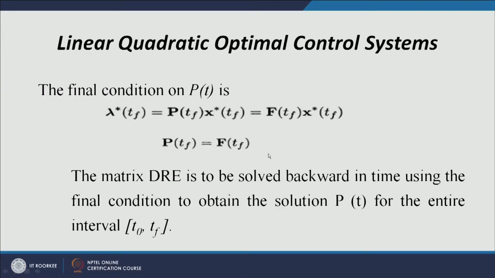using my terminal condition, which is lambda(tf) as P(tf) x(tf) equal to F(tf) x(tf). This means P(tf) is F(tf). So, this is the matrix differential Riccati equation. This has to be solved backward in time, using the final condition, to obtain the solution P(t) for the entire interval t0 to tf.